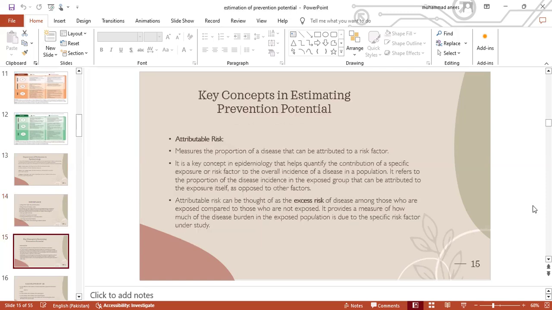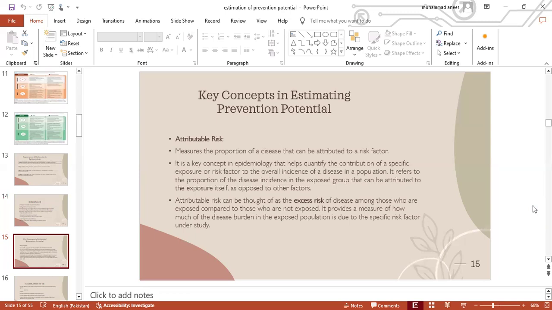Now, what are the key concepts in estimating the prevention potential? Number one is attributable risk, which measures the proportion of a disease that can be attributed to a risk factor. It is a key concept in epidemiology that helps quantify the contribution of a specific exposure or risk factor to the overall incidence of a disease in a population. It refers to the proportion of the disease incidence in the exposed group that can be attributed to the exposure itself as opposed to other factors.